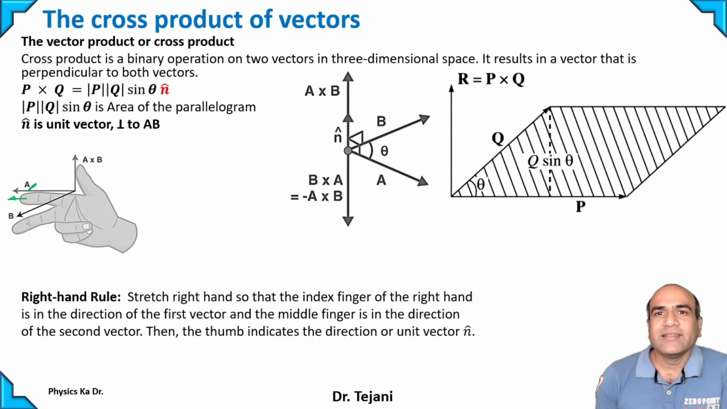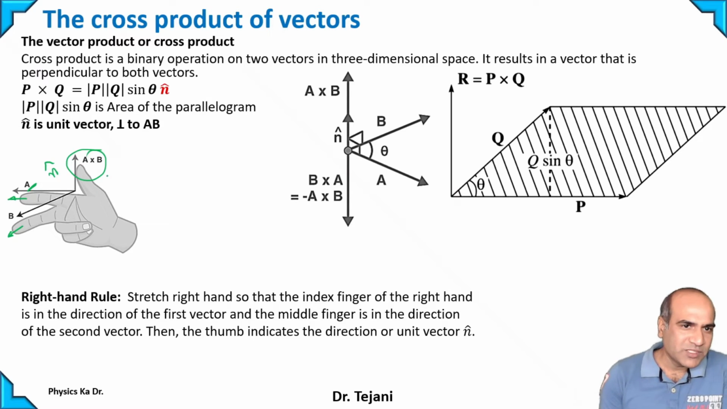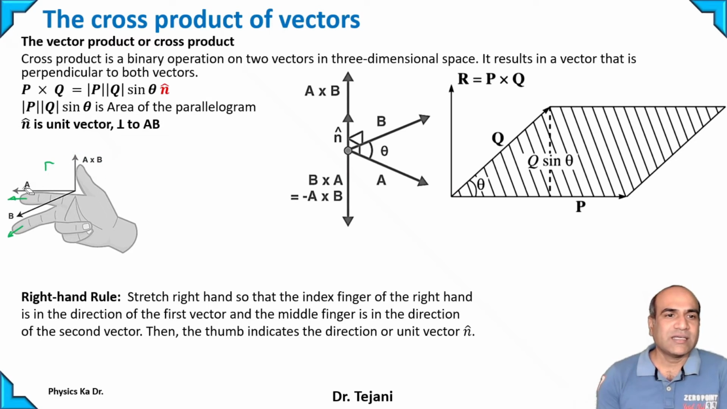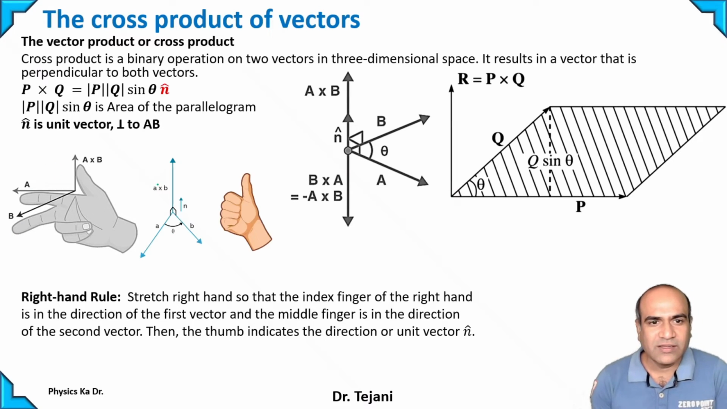and the middle finger in the direction of vector B. So the thumb direction gives the vector n direction, whether it is upward or downward; two options are there. So this is the right hand thumb rule.